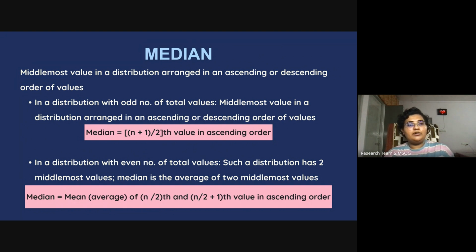You arrange the data in ascending or descending order. But if you have an even number of total values, you would have two middle values. So then what is the median? For such a distribution, you take the two middlemost values and take the average of those values. So that would be the median.